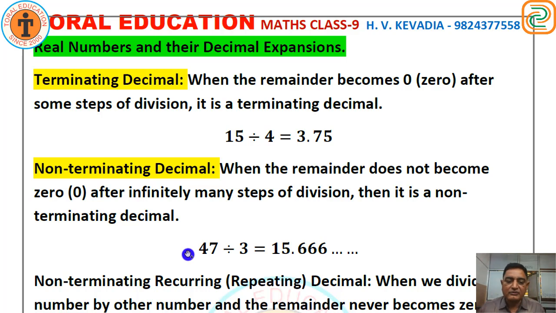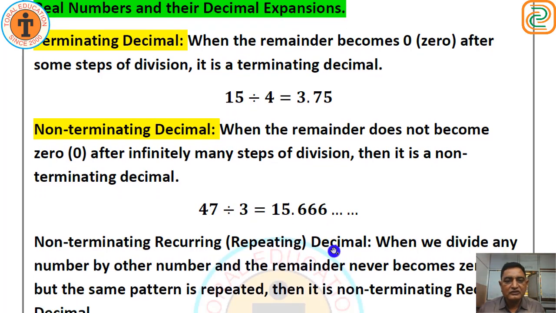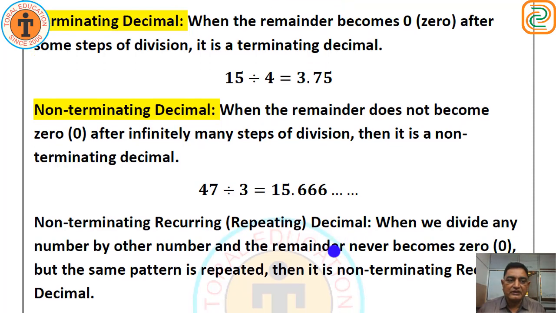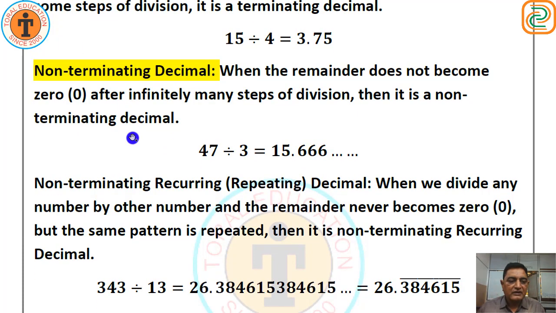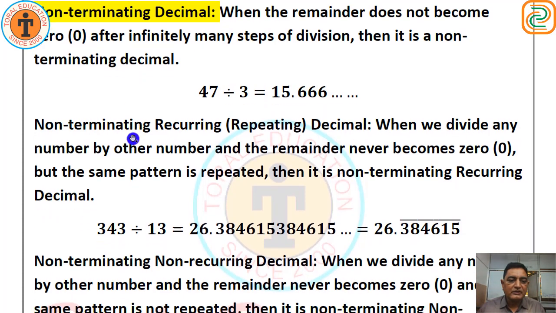If we do division continuously for infinitely many steps, but the remainder does not become 0, then it is a non-terminating decimal. Look, 47 divided by 3. Here it is 15.66666666. 6 continues, no end at all. So this is non-terminating. Clear friends? Terminating decimal and non-terminating decimal. It must be clear.